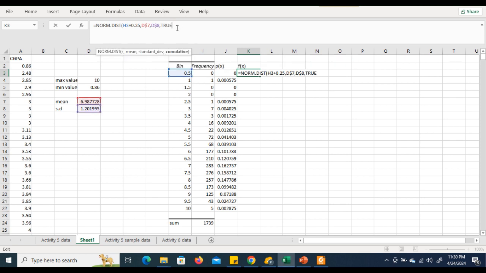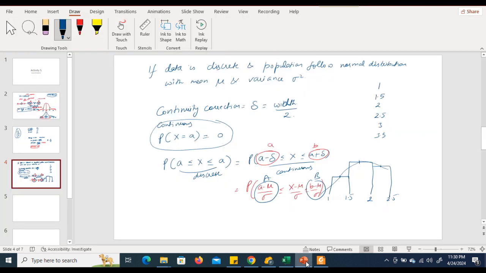So I have added the option true. True represents the cumulative distribution function. Copy this data, minus, again paste this data, and here we consider the negative sign. Now I'll tell you the meaning of this particular formula.